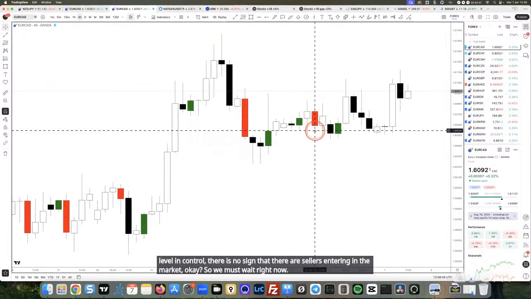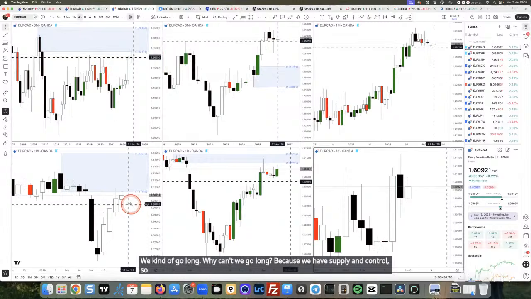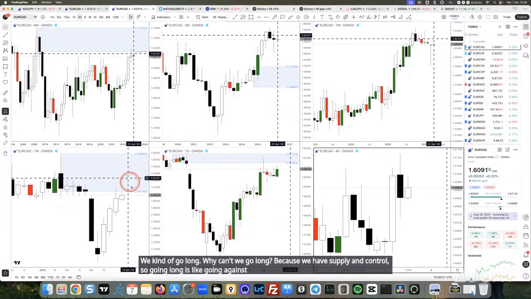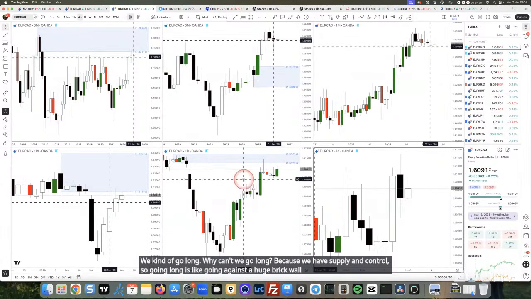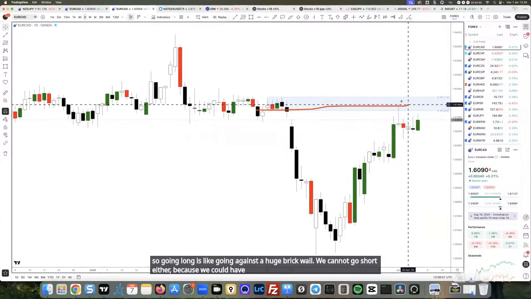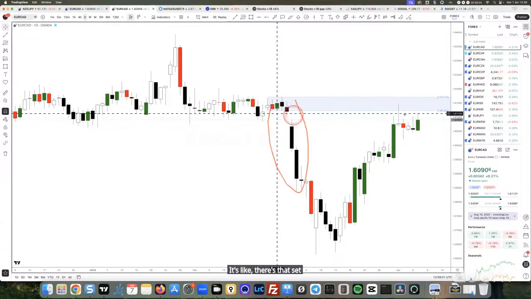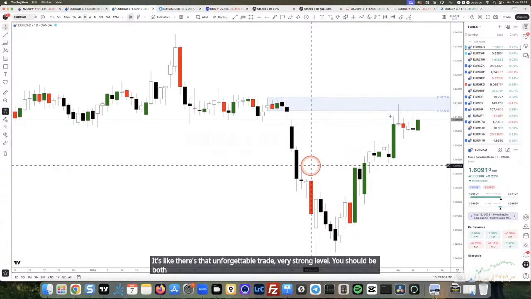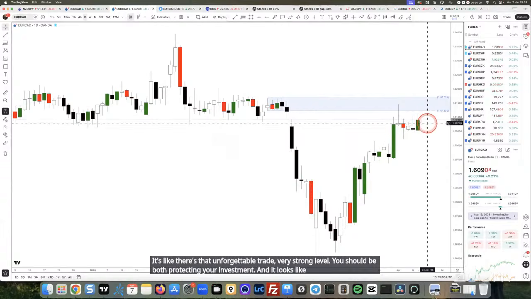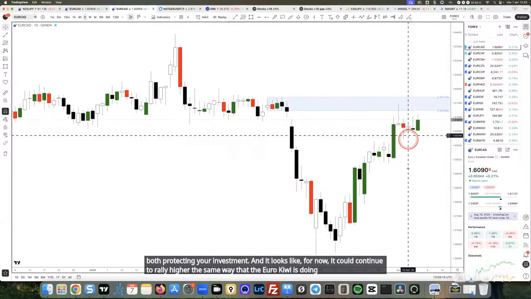We cannot go long. Why can't we go long? Because we have supply in control, so going long is like going against a huge brick wall. We cannot go short either, because we could have gone short there on the daily, that set and forget type of trade, very strong level. You should be protecting your investment. And it looks like for now, it could continue to rally higher the same way that the Euro Kiwi is doing and the Euro and everything.